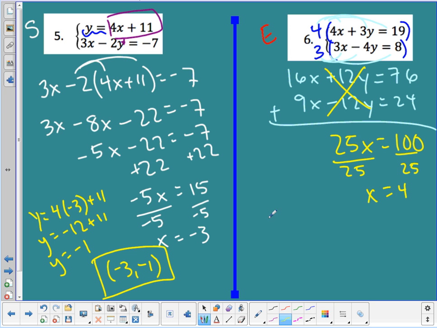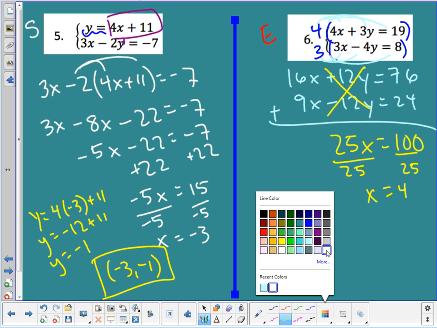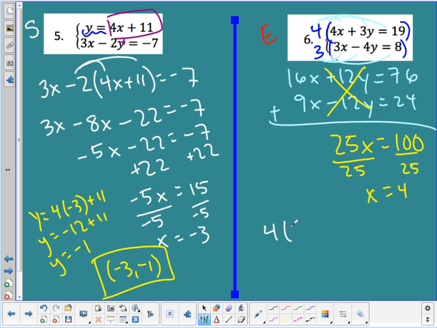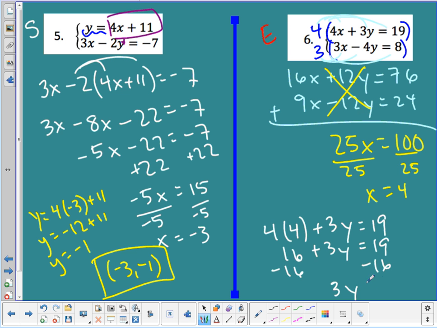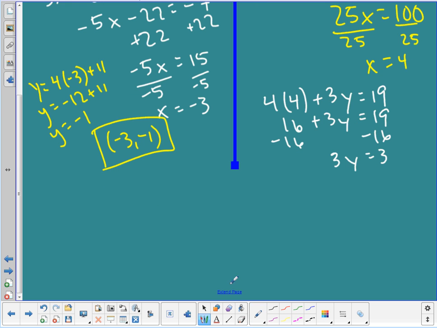Plug that back in. I'll use the top equation. It looks like 4 times 4 plus 3y is equal to 19. That's 16 plus 3y equals 19. Subtract the 16. That's 3y is equal to 3. And divide both sides by 3. When I divide both sides by 3, I end up with y is equal to 1. So now looking at the answer to this, our solution is at the point 4, comma 1.